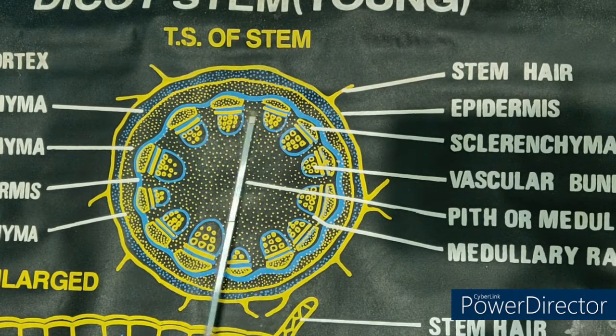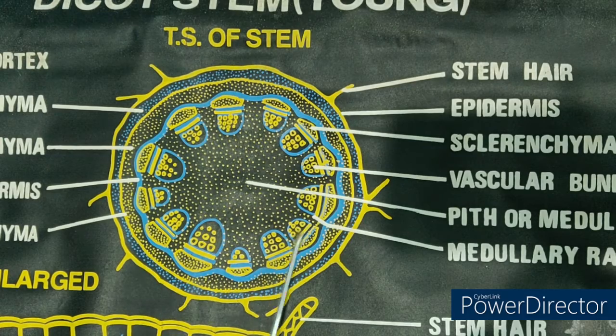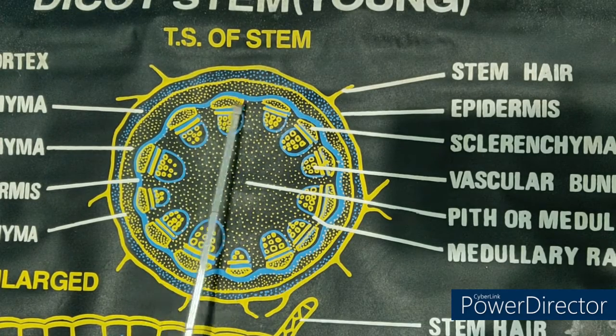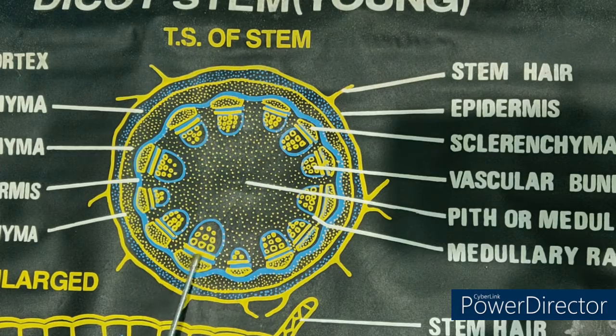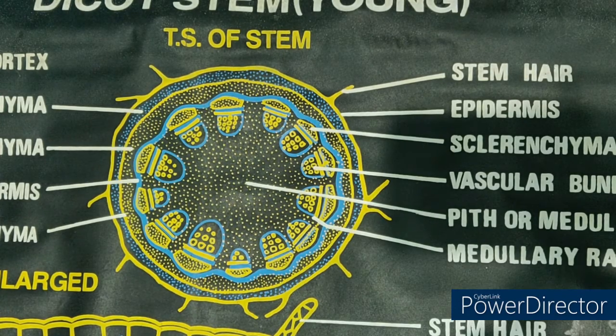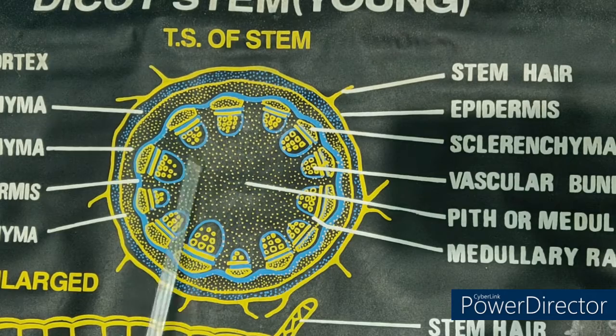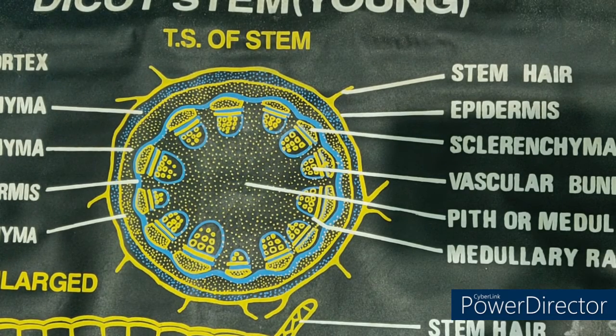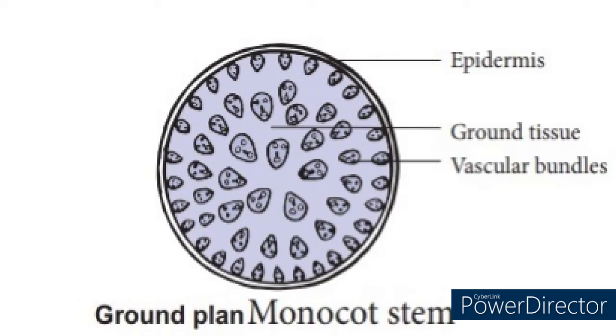Another important feature found in the dicot stem is that the vascular bundles are arranged in the form of a circle, which we discussed even in the last class. Okay, so that is an important differentiation between a dicot stem and a monocot stem. In the monocot stem we are going to learn that the vascular bundles are scattered in the cortex, unlike here.